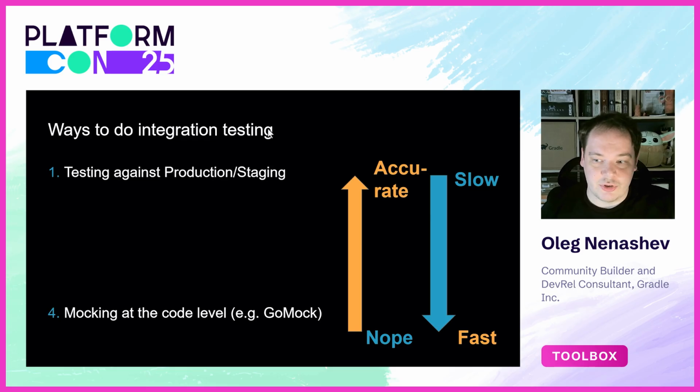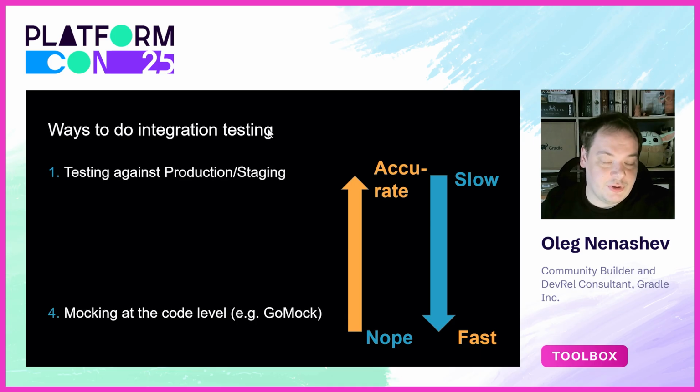Another approach was actually mocking on the code level. So, for example, frameworks like GoMock allow doing that. You just modify the code, instrument it, and instead of talking to an external service, you just run some code. This approach is very fast, but at the same time, you do not test the whole system, and you do not even test the application you are going to deploy in production because you instrumented it.